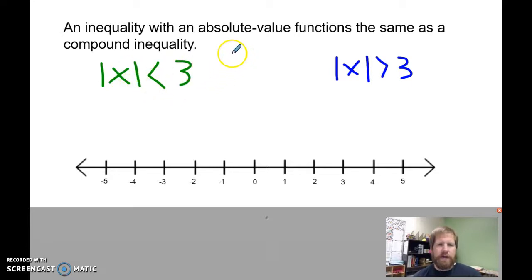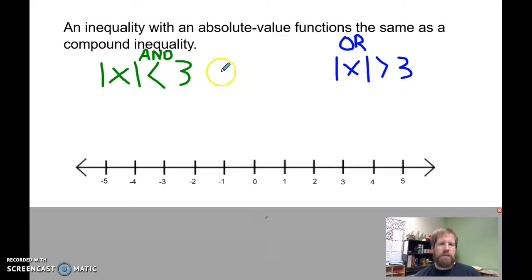All right. An and inequality will always have the isolated absolute value on the left and a less than sign. An or absolute value inequality will always have the absolute value on the left isolated with a greater than sign. All right?